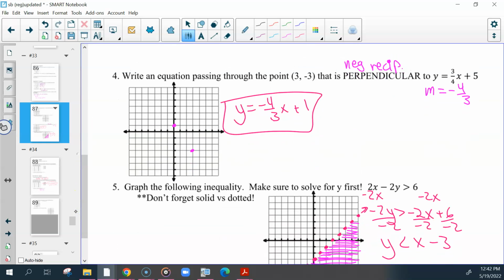For number 4, there were 2 ways you could have gone about doing this. One, using the point slope method, that's not on here, but I could do that if you want to see that. The other one is if you start at the point (3, -3), we need a negative reciprocal slope, perpendicular to the one that's given. So that new slope would be -4/3. So if I start at (3, -3), and I go up 4 to the left 3, I would end up at my y-axis. And that would give me the point I need to find my equation. y = -4/3x + 1.